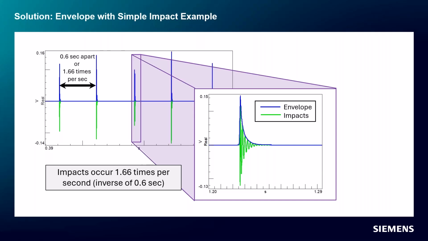And because it's kind of hard to show on the actual bearing, I'm going to take a little digression and show how an envelope works on a series of impacts. So pretend these are the impacts from the bearing. And because I don't have all the other stuff going on in the bearing, we can see the impacts very clearly. But you can see the time between impacts. They're about 0.6 seconds apart. We would expect them to happen 1.6 times per second.